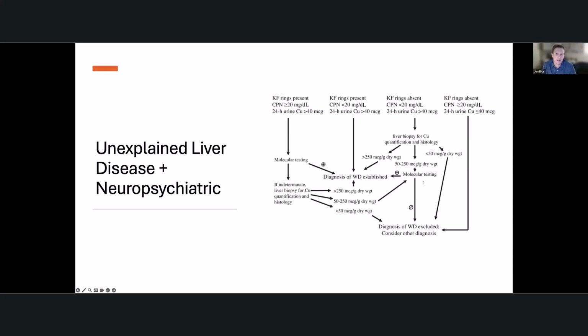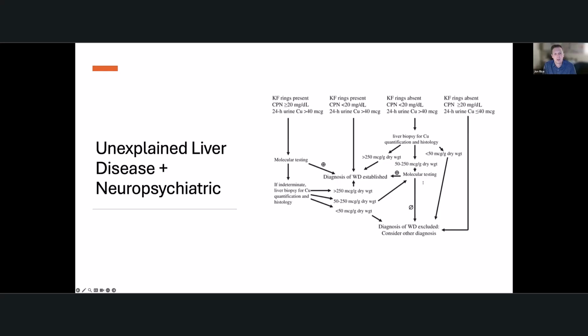For neuropsychiatric testing, like we talked about, the KF rings are very, very common, 95% of patients, and so more important for delineating concern for Wilson's disease. And so as you can see there, if KF rings are present, you can make the diagnosis of Wilson's disease, again, pretty easily. The big difference between the last algorithm and this one is that in neuropsychiatric symptoms, if KF rings are present, you can make the diagnosis even with an elevated ceruloplasmin if molecular testing is positive. So you can avoid a biopsy in some patients.